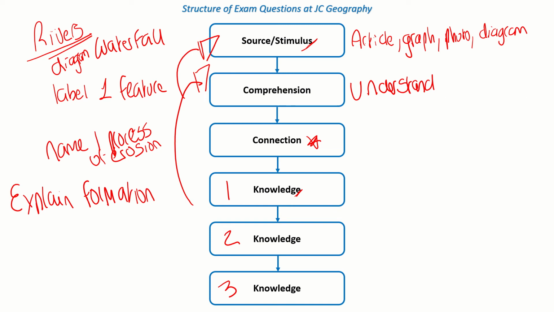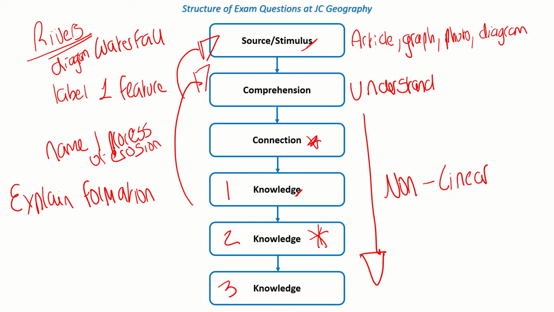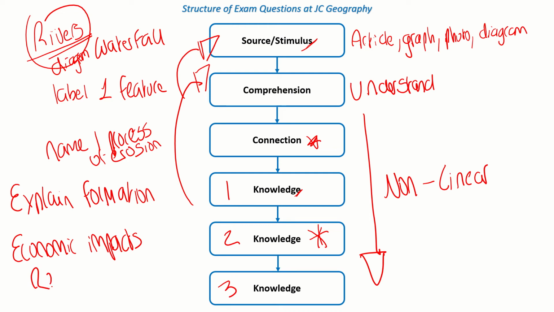And then your second knowledge-based question, this is where the questions at junior cycle can become a little bit more difficult, because what they try to follow is a non-linear approach. What that means is that not every single part of the question is directly linked to the topic that we're covering. So after we've answered our first knowledge-based question, now the question might not be about rivers anymore. It might be about economic impacts of flooding in an area. And then your third knowledge-based question might be about renewable energy.